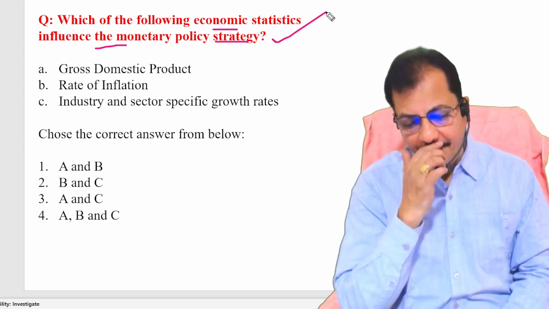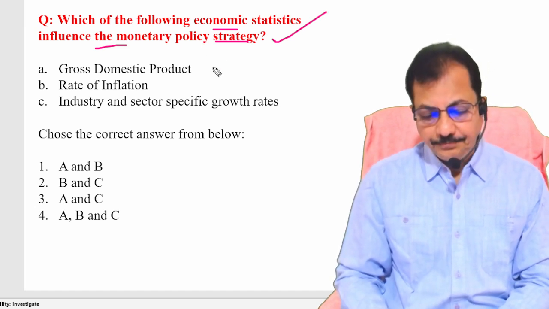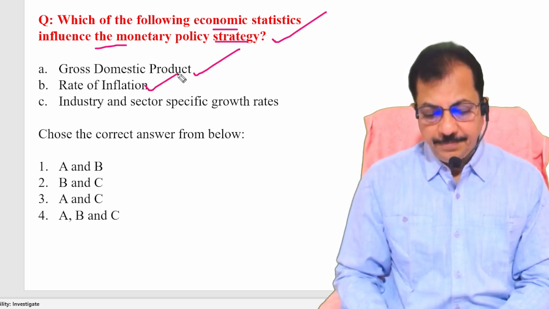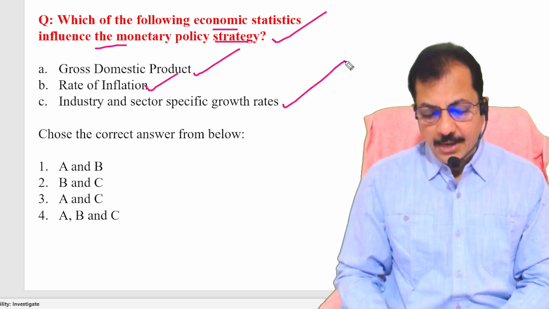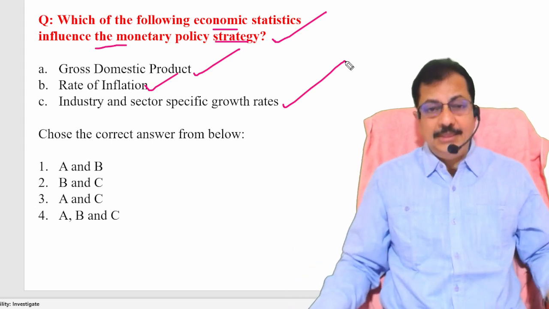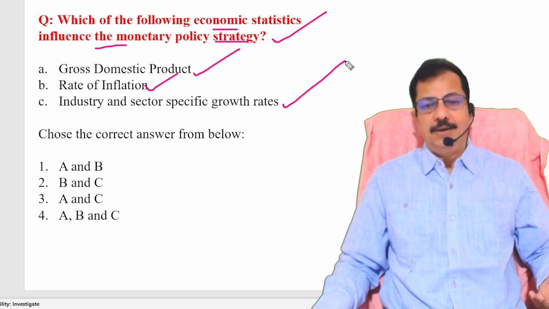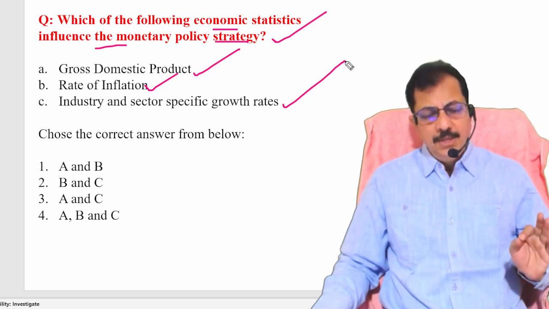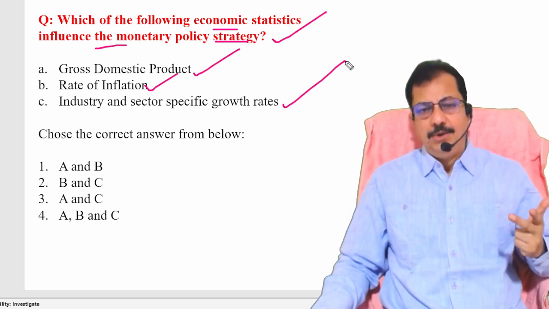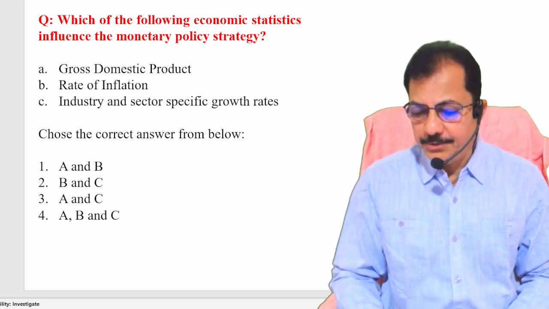Am I clear? Now, when it comes to economic statistics, this influences the monetary policy strategy: gross domestic product, rate of inflation, and industry and sector specific growth rates. So depending on all these, RBI will be changing the strategies, and RBI will be reviewing and revising the monetary policy. So in this question, A, B, C, all the 3 statements are correct. Then obviously our answer should be option 4.